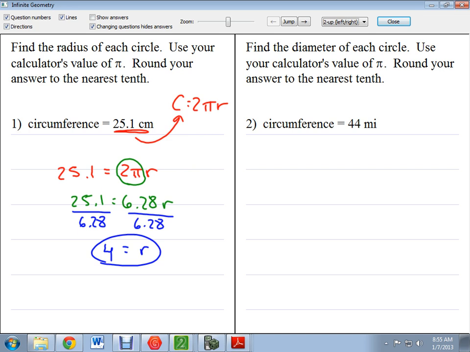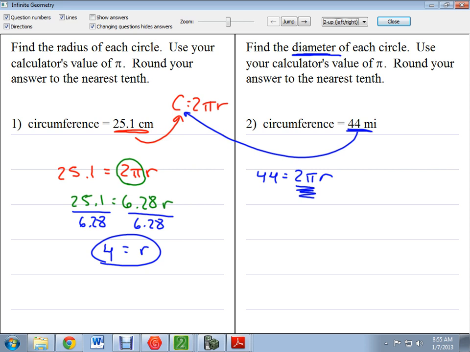Now the second problem that we have up here is not asking for the radius, but is asking for the diameter. So make sure that you're paying attention to the directions of these questions, because if you just found the radius, you'd get the answer wrong by about half. So circumference is equal to 2 pi r. In this case, I have the circumference is equal to 44. So again, I'm going to plug that in for c into my formula. 44 is equal to 2 times pi times the radius.